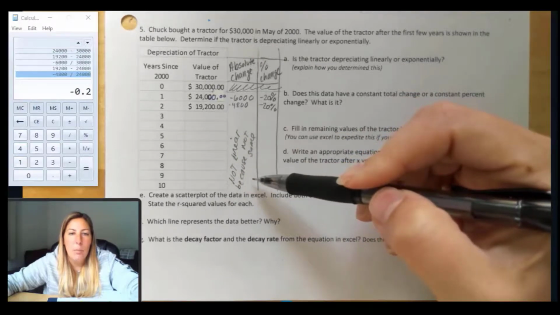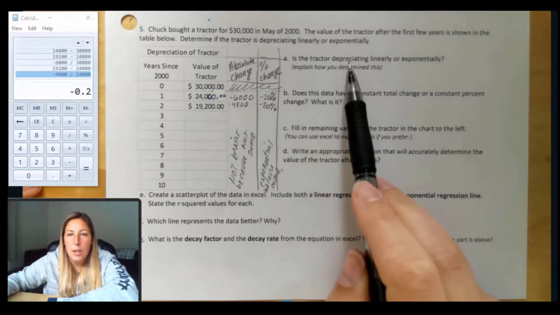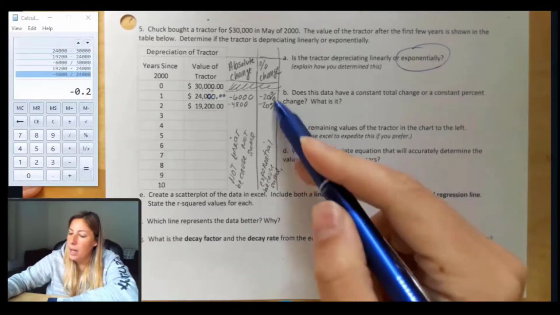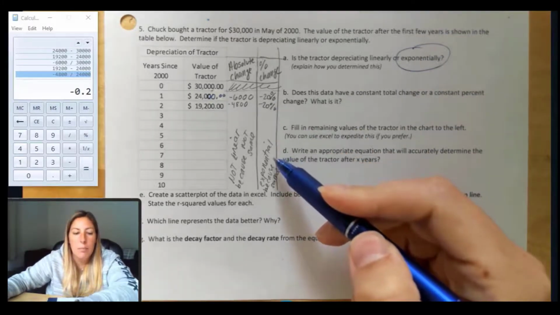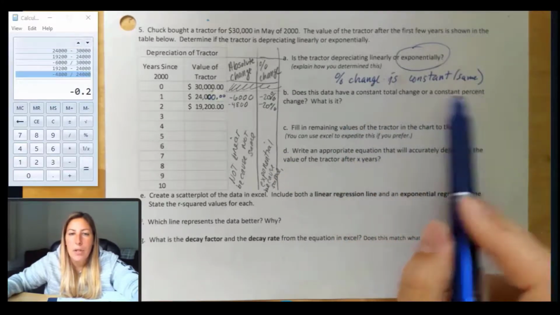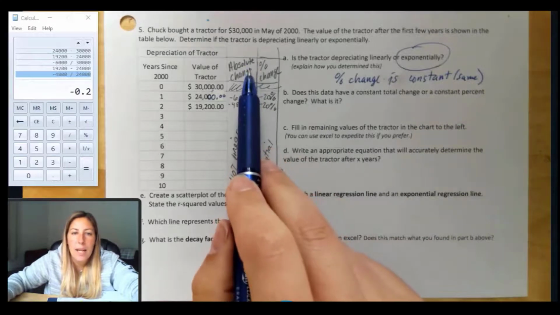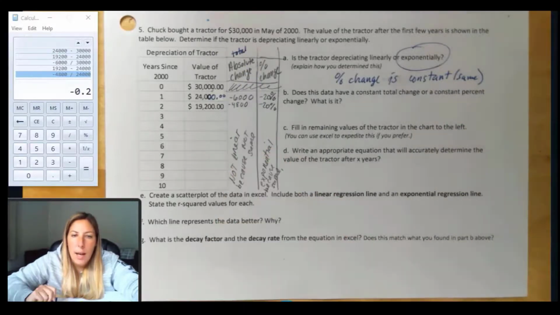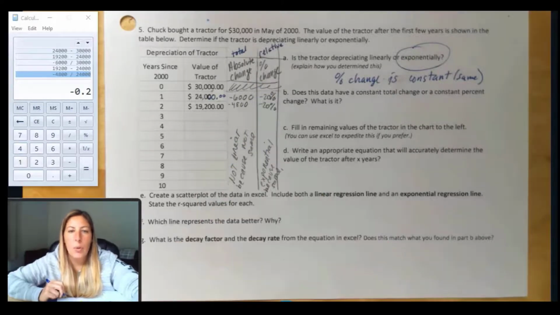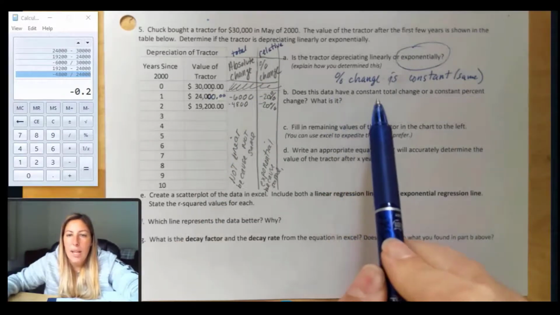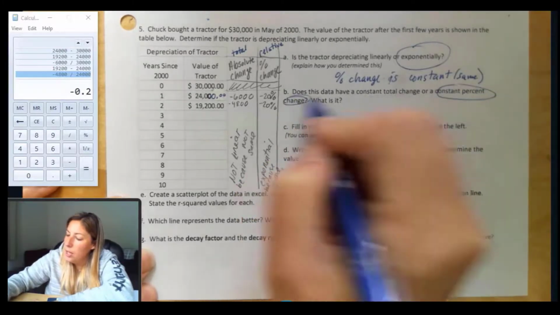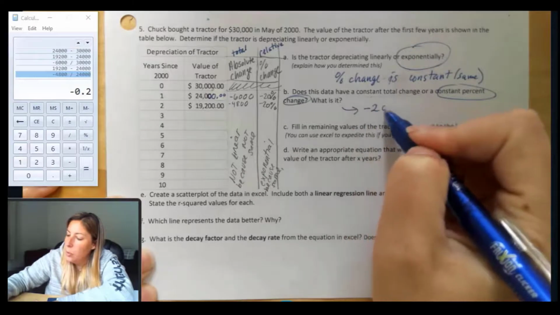which makes this function follow what? The exponential model. So is this tractor depreciating linearly or exponentially? Well, we decided it was exponentially. Why? Because the percent change column was the same. Does this data have a constant total change or a constant percent change? Well, remember, another way of saying absolute is saying total change. And another way of saying percent change is relative change. Don't let all the words confuse you. So does this data have a constant total change or a constant percent change? Well, it has a constant percent change, and that was what? Negative 20%.